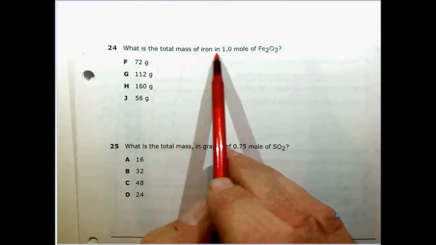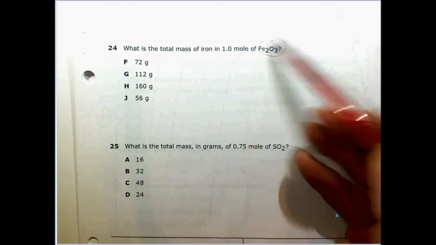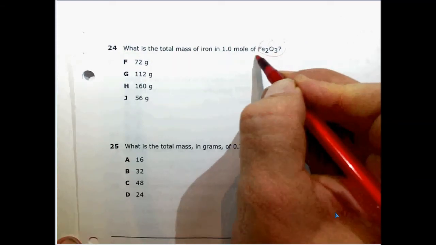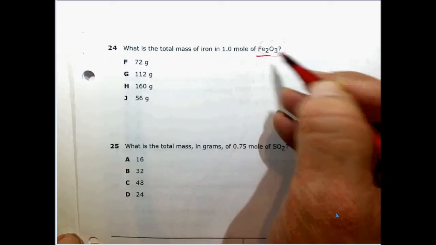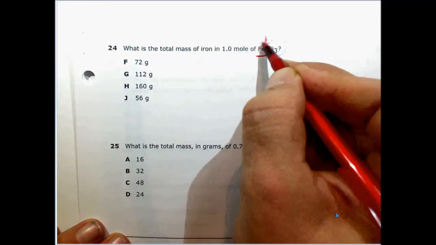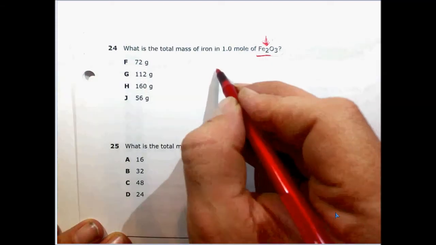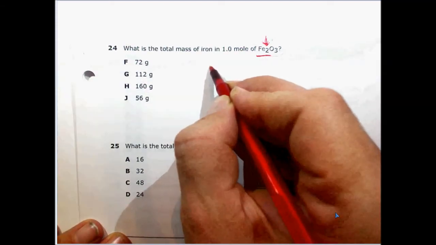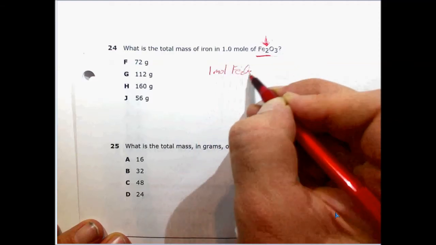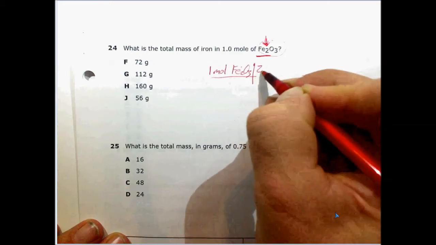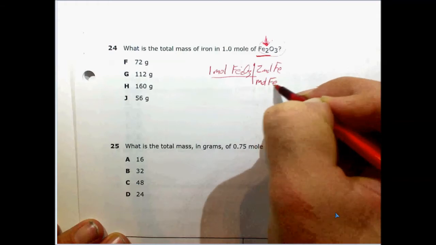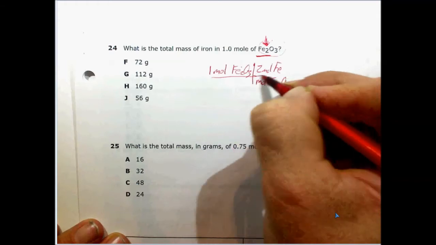What is the total mass of iron in 1 mole of iron 3 oxide? Well, all we have to do is count how many moles of iron there are in a mole of this substance. There are 2 of them. There are 2 iron atoms, so there are 2 moles of iron. So 1 mole of Fe2O3 times 2 moles of Fe for every mole of Fe2O3. And I'm doing this rigorously.